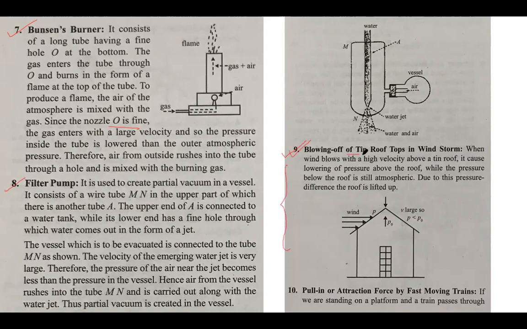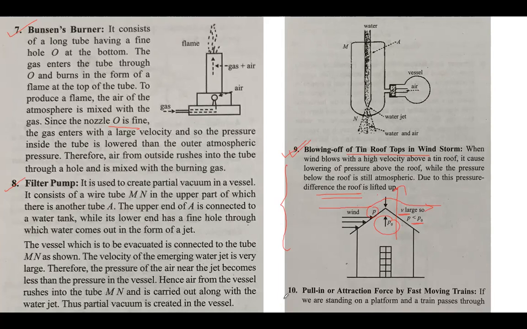So, blowing off of tin roof tops in a windstorm. When the wind blows with high velocity above a tin roof, the pressure becomes less. So here the pressure is P naught below and the pressure P above becomes less because V is large. Because the top pressure is less and the lower pressure is more, due to the pressure difference, the roof is lifted up and it blows off.